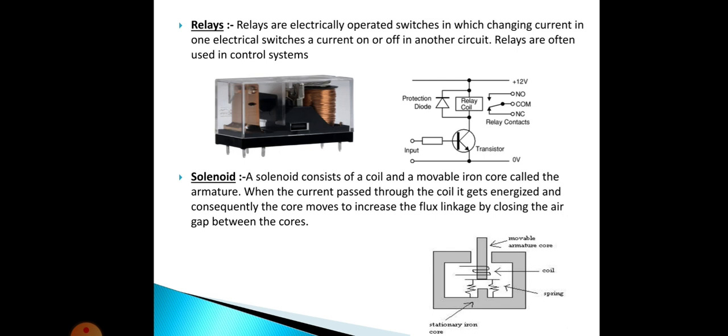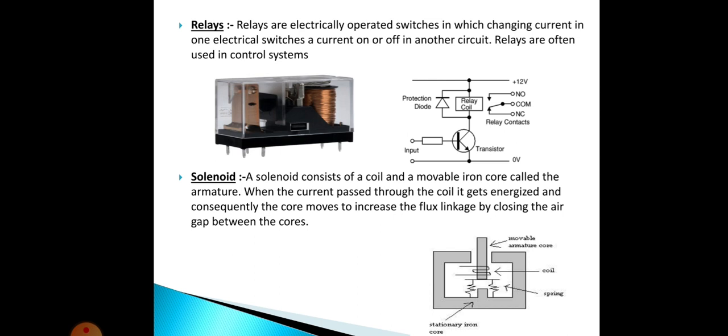The diagram over here, there it is. A solenoid consists of a coil and a movable iron core. That is called the armature. The movable iron core, the movable armature core they have marked, is nothing but an iron core. When current passes through the coil, it gets energized, and consequently the core moves, increasing the flux linkage by closing the air gap between the cores.